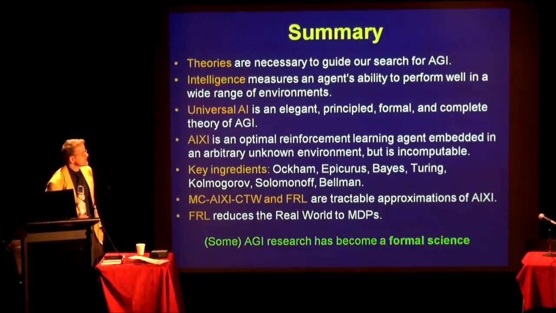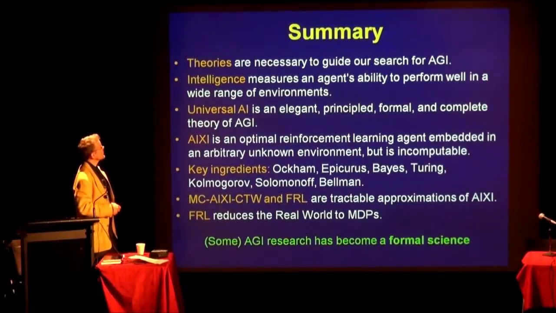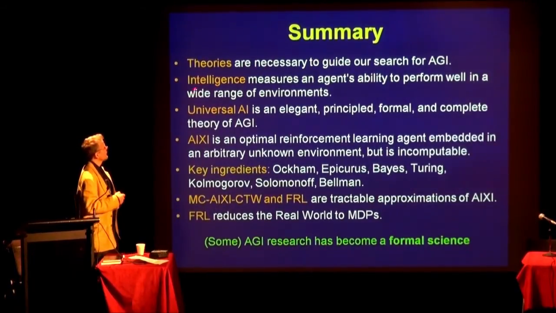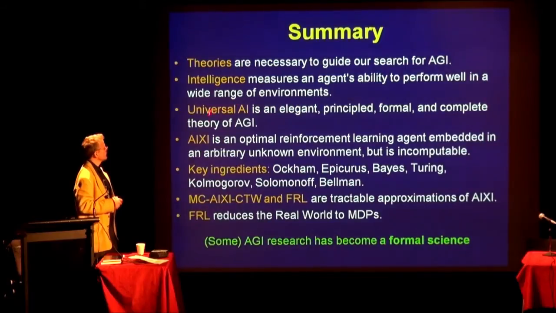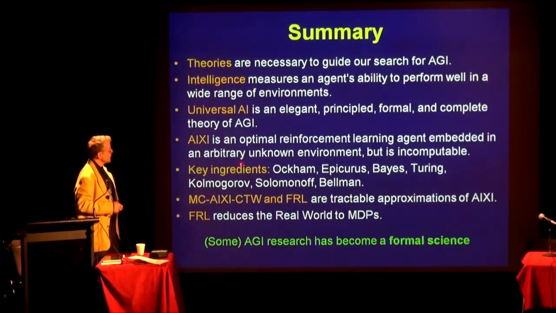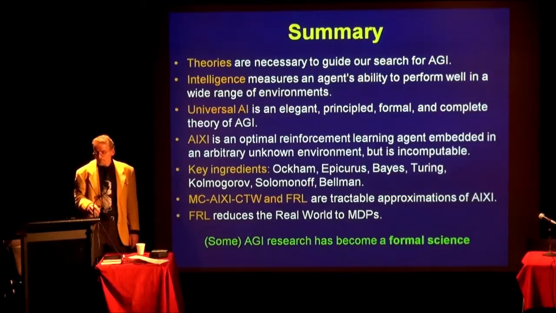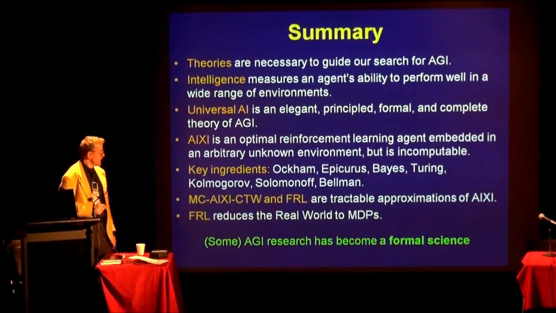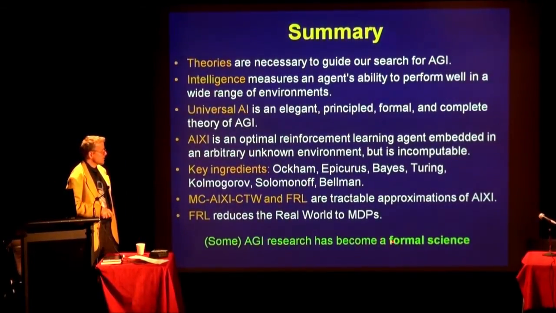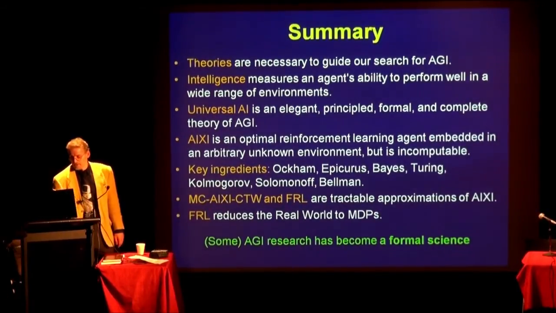So there has been very little research on this so far. Okay, let me summarize. Theories are necessary to guide our search for AGI, that is my claim. I gave you a definition of intelligence. I provided a universal theory of AI, and AIXI is the most intelligent agent. The key ingredients were Occam, Epicurus, Bayes, Turing, Kolmogorov, Solomonoff, and Bellman. I've shown you two approximations with some practical success. And so the final line is that AGI research has become a form of science, which is, I think, great.